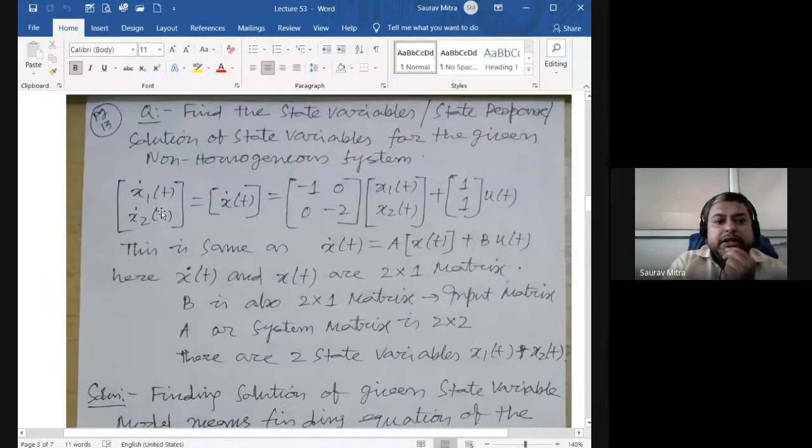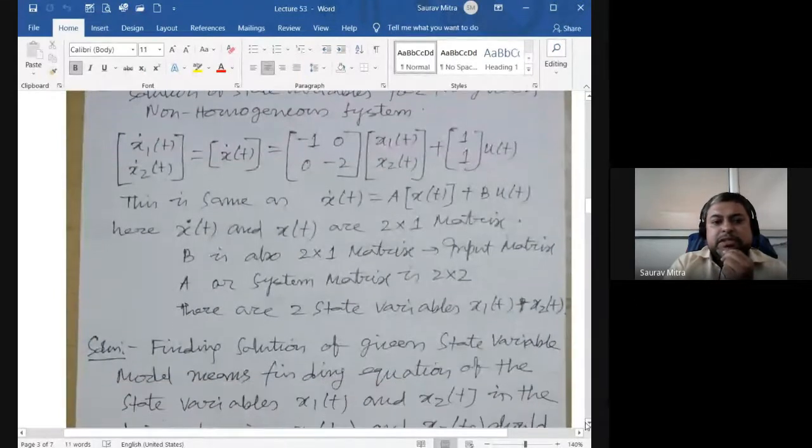Now x1 dot t, x2 dot t, or x dot t, these things are the same. Whenever I give x dot t, it means [x1 dot t, x2 dot t] is equal to the matrix [-1, -2; 0, 0], which is called the diagonal form of the A matrix, times [x1(t), x2(t)] plus [1, 1] u(t). This is given. There is no y(t). C and D matrices are not required for finding the homogeneous and non-homogeneous solution. Only A and B matrices are given, and I can find the non-homogeneous system solution. This is the same as x dot t equal to A x(t) plus B u(t), where x dot t and x(t) are 2 cross 1 matrices.